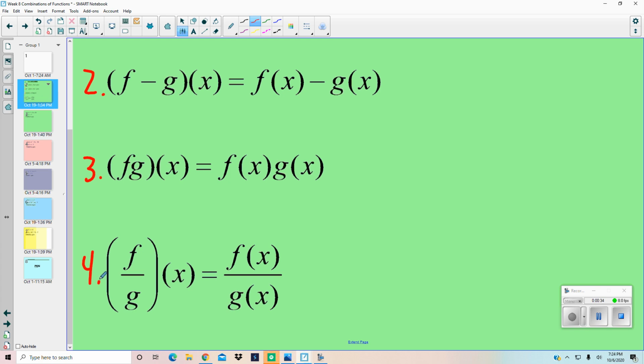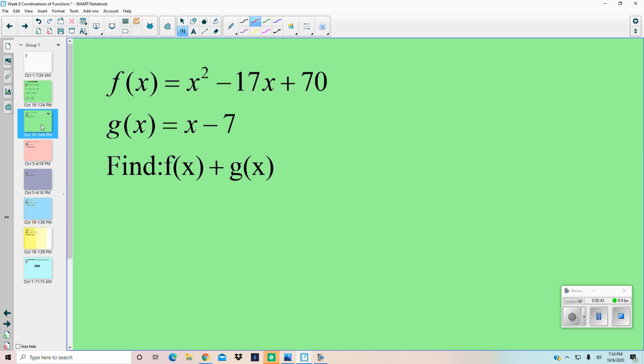When you're multiplying, sometimes you distribute, you FOIL. And then dividing means you cancel whatever's in common, if there is anything in common. Okay, so here's an example. Here's an example of adding.